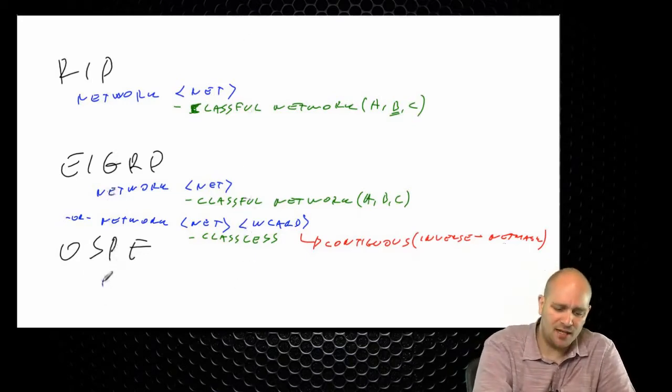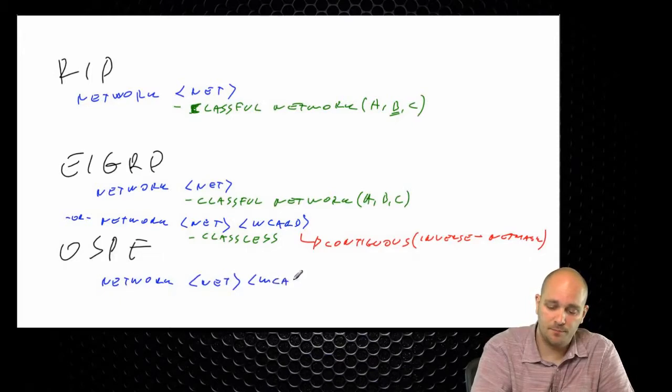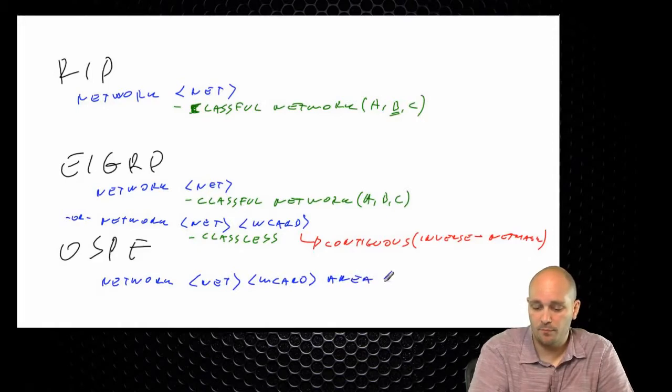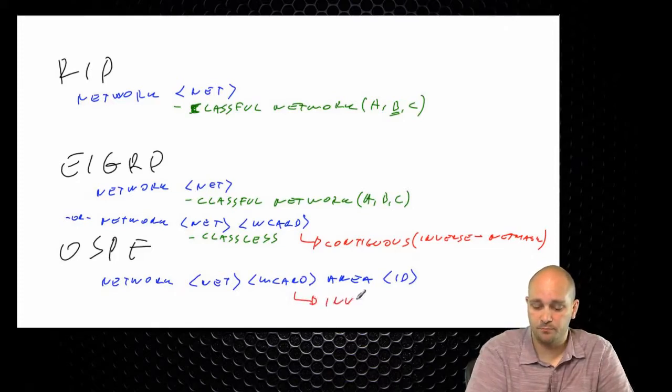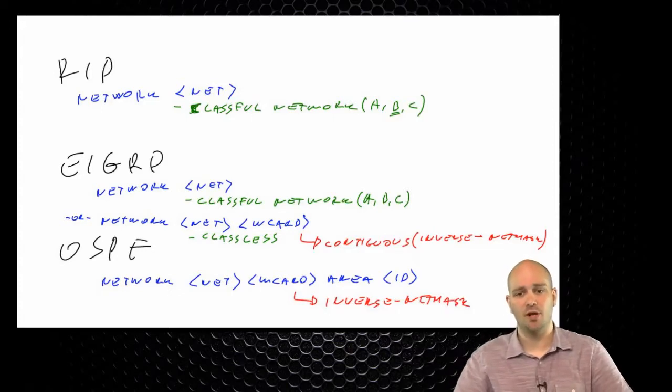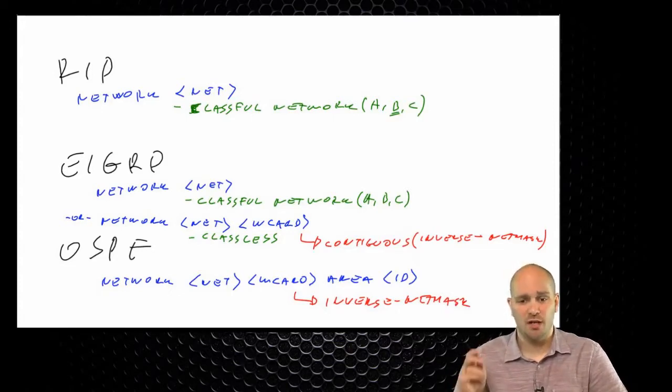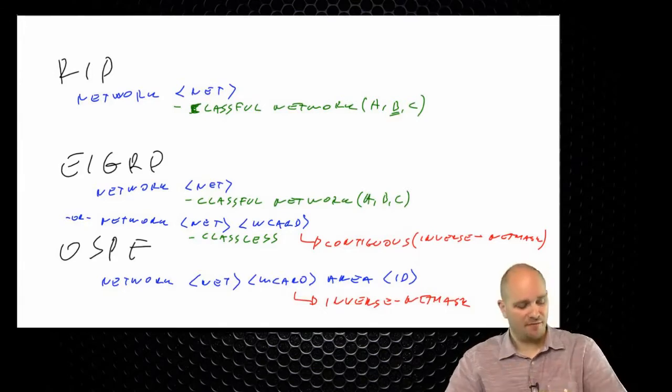Now, for OSPF, the network statement has only one format, which is network, the wildcard mask, and then area, and the ID of the area. Again, the wildcard mask, just like for EIGRP, is an inverted net mask. And the same shortcut that I mentioned for EIGRP, you can also use for OSPF, and it will work the same way. So this is good stuff.